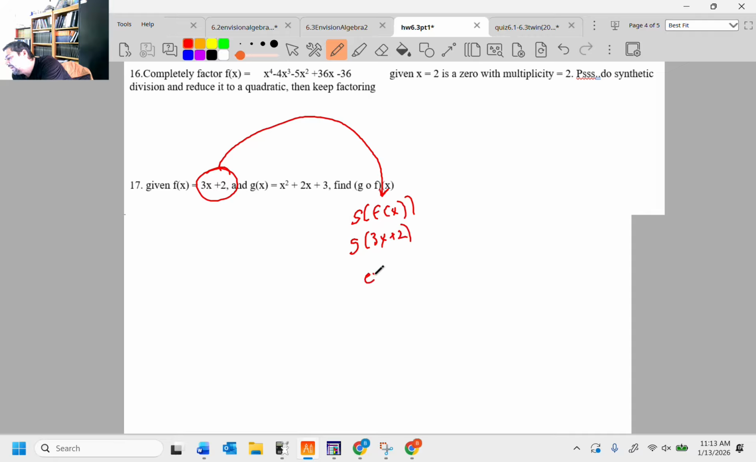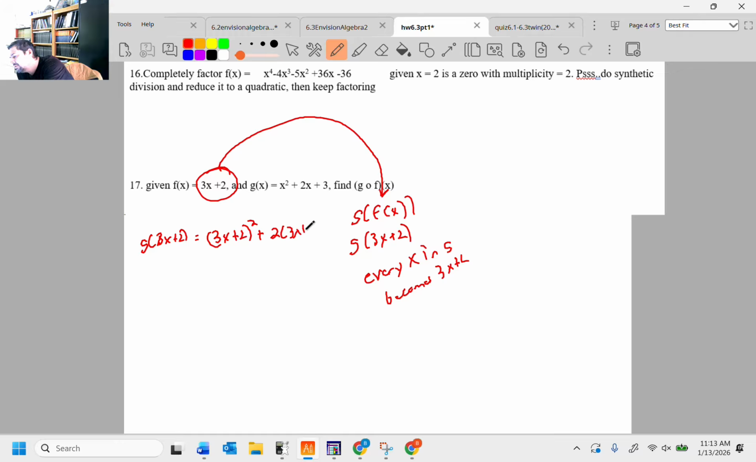which means that every x in g becomes 3x plus 2. It ain't hard, you nimwits. It's not. Not hard. It just requires you doing a couple of things. So anyways, let's figure this out now. This is g of 3x plus 2. So every x I encounter becomes a 3x plus 2.